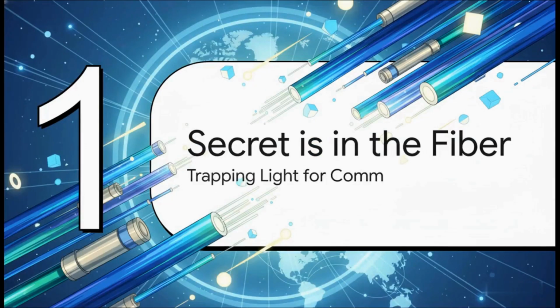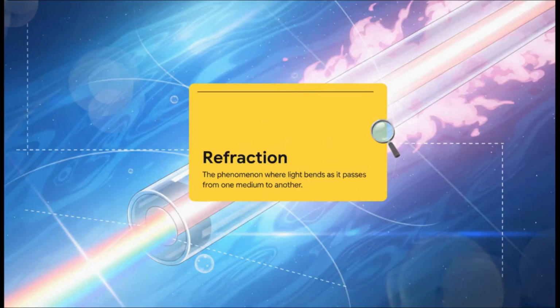Section 1. The secret is in the fiber, trapping light for global communication. So, to understand how we trap light inside a fiber, we really have to understand what light naturally wants to do first, and this brings us to a foundational concept, refraction. Refraction is basically the optical phenomenon where a ray of light bends as it passes from one medium into another.